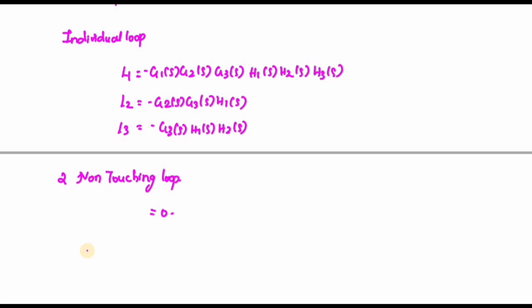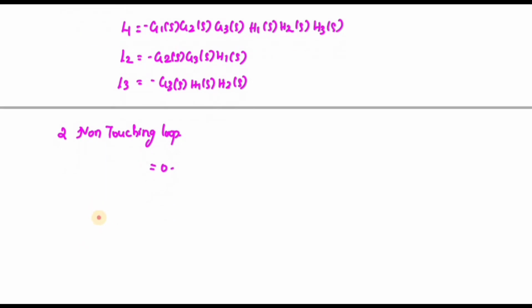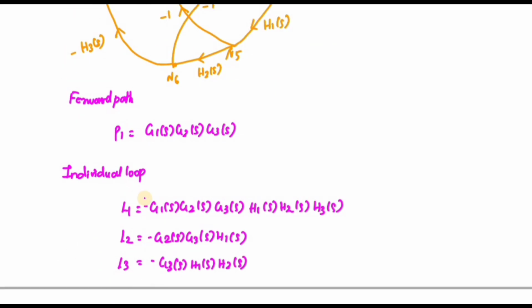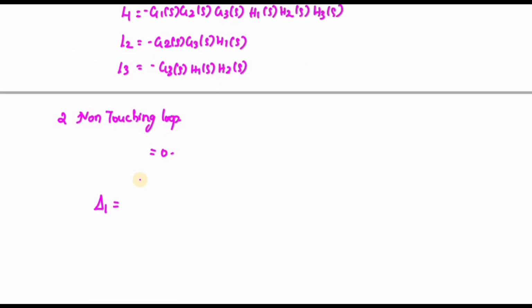Next, I need to find the value of del 1. Okay. So any loop non-touching the forward path. You can see for P1 and L1, G1 is common. For P1 and L2, G2 is common. So P1 and L3, G3 is common. So it is nothing but 1.